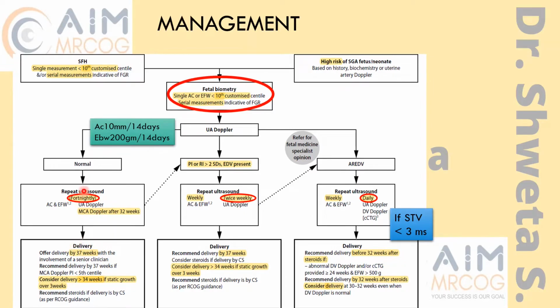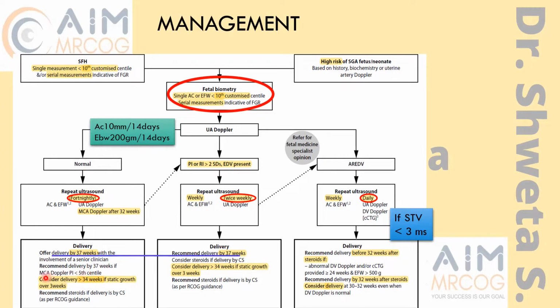When you will do delivery: though baby is small, baby is not normal, baby is small, and umbilical artery Doppler is normal. So ultimately the baby's IUGR and the Doppler is normal. So you're not going to allow her to continue the pregnancy beyond 37 weeks because there is no benefit and more risk. So you will offer delivery by 37 weeks for her. Offer delivery by 37 weeks. You will involve the senior clinician. You will recommend delivery by 37 weeks if middle cerebral artery PI is less than 5th centile.